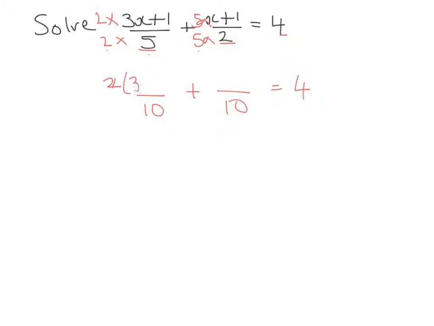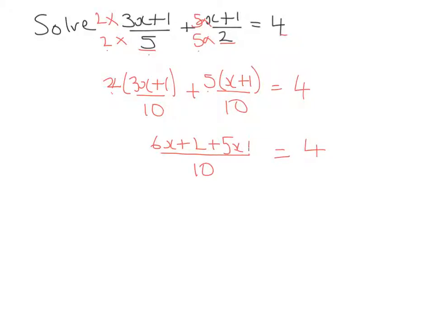Now 2 times 3x plus 1 and 5 times x plus 1. Now given that they're all over a common denominator, let's put it all over one lot of 10. So that'd be 2 times 3x is 6x and 2 times 1 is 2. 5 times x is 5x and 5 times 1 is 5. Now let's collect the like terms here. Let's see. 6x plus 5x is 11x and 2 plus 5 is 7.